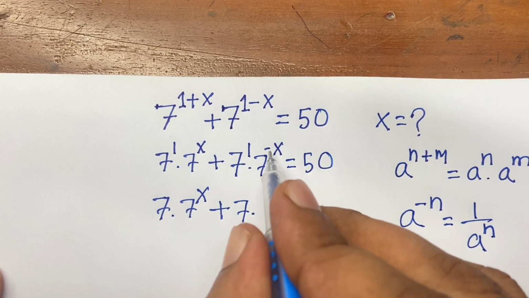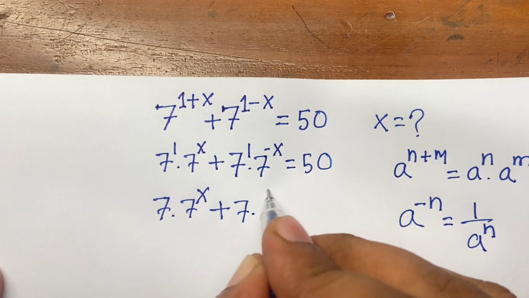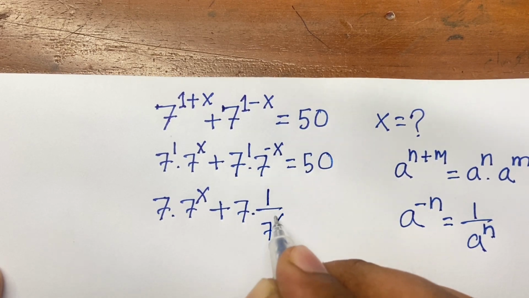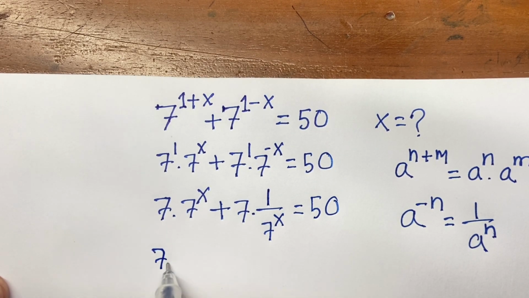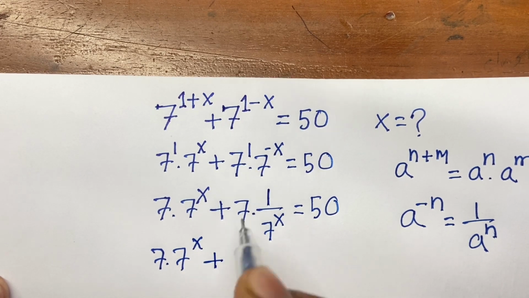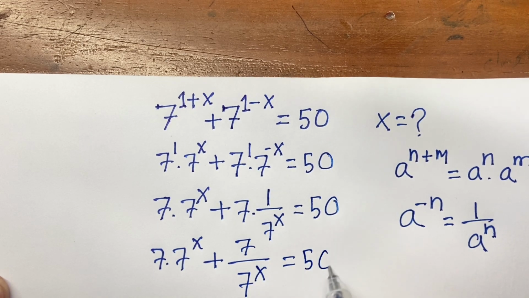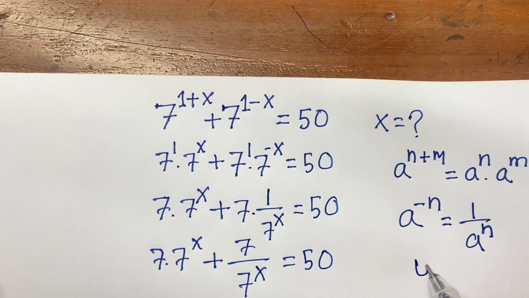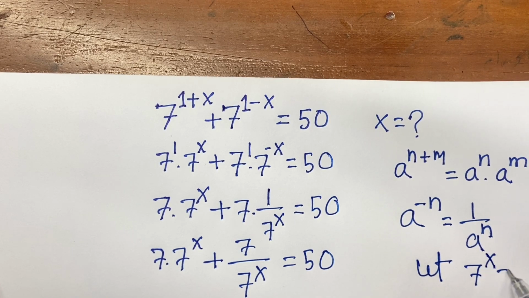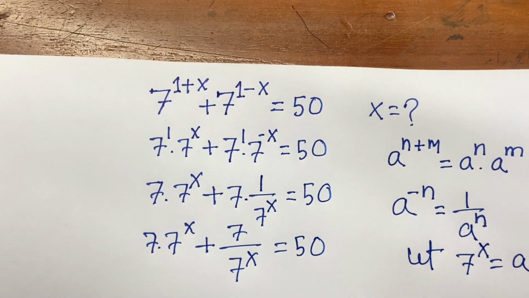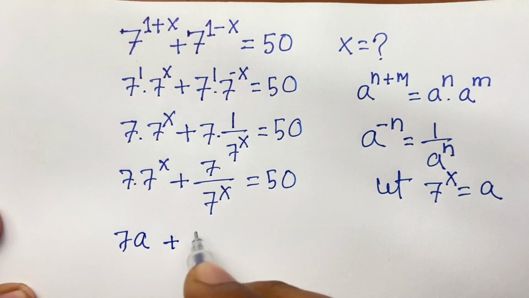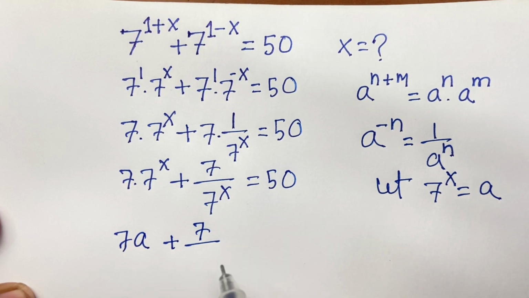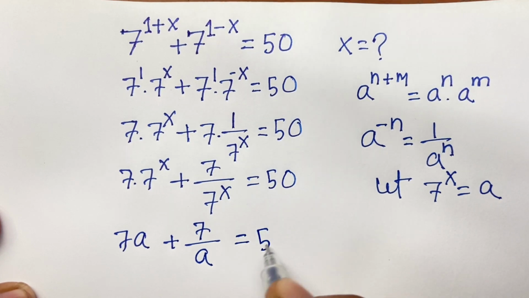So 7^(-x) is 1 over 7^x. Now we have 7 times 7^x plus 7 times 1 over 7^x equals 50. Now let 7^x equal a. This time I can say 7a plus 7 over a equals 50.